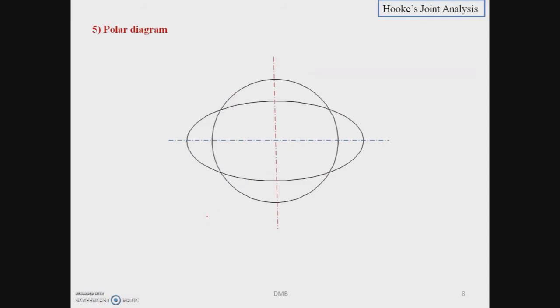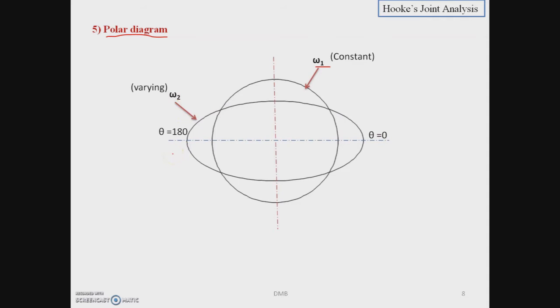Now we can represent the speeds of input and output shaft using a graphical diagram called a polar diagram. Since the speed of input shaft is constant, we can take omega 1 as the radius of a circle and draw a circle representing the speed of input shaft. Now the speed of output shaft is varying.